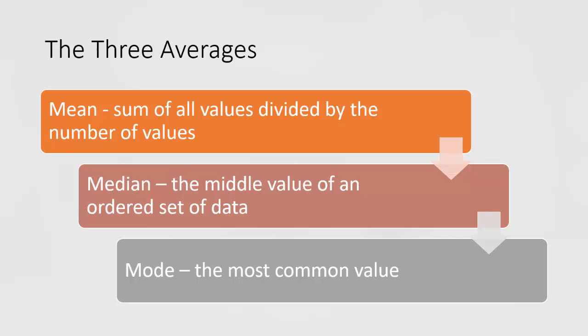The second average is the median. Now the median is the middle value, but a lot of students miss out the last bit. It's the middle value of an ordered set of data. All right, the data has to be ordered first, then it's the middle value. And finally, the mode. The mode is the most common value. The most popular value is the mode.